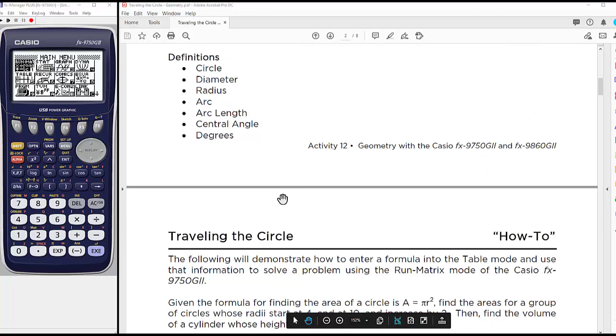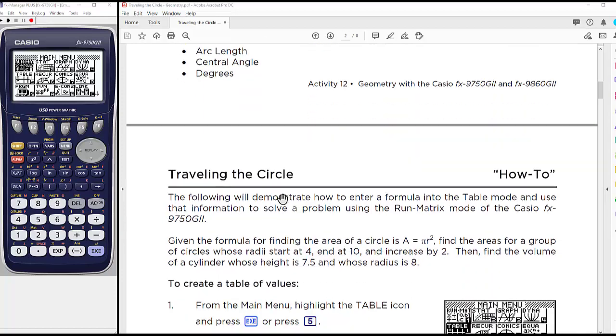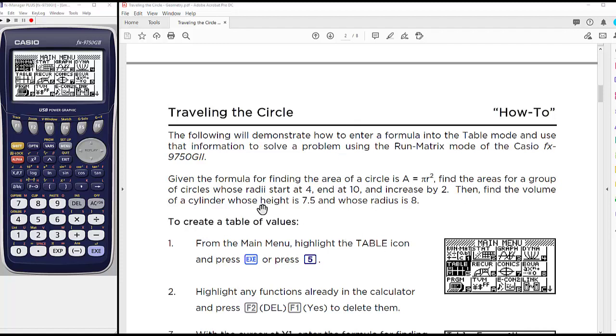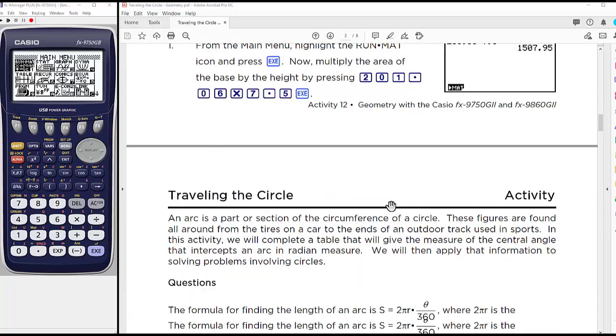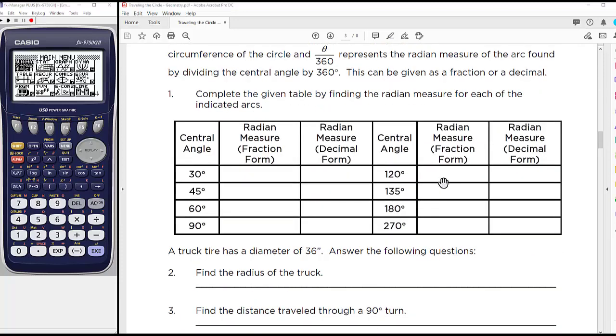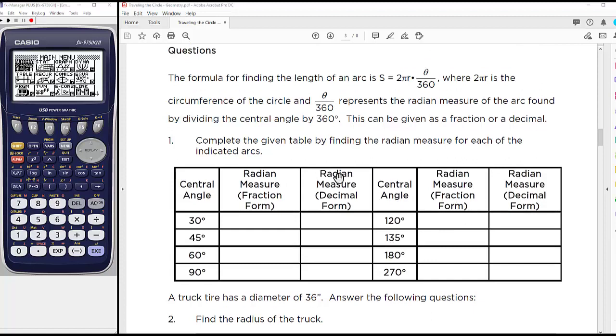I've attached the link to this activity below for you to use. It also comes with how-to steps. So what I'm showing you now, you can get some how-to steps. These steps, even though they right now are specific to the 9750G2, they actually work on all of Casio's graphing calculators because we basically have the same functionality, same operations, very intuitive, which is a nice thing. So even though I'm using this specific calculator, what I do can be done on the other graphing calculators as well. So I want to hop right into the activity and just talk about how do you use a formula to create a table of values.